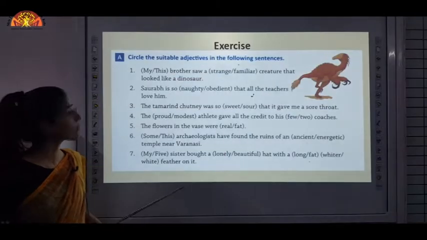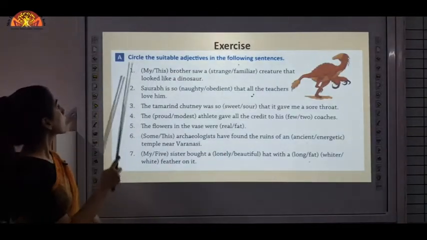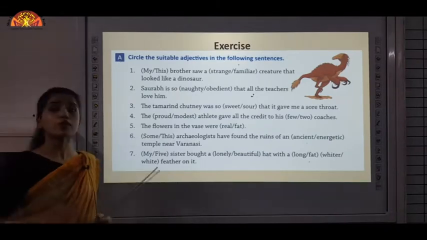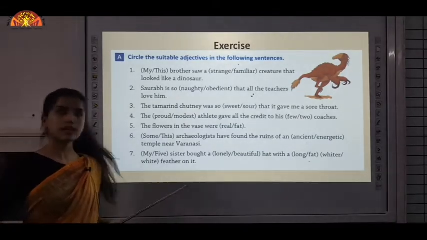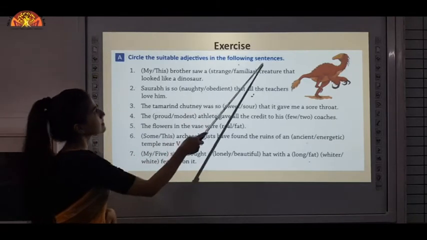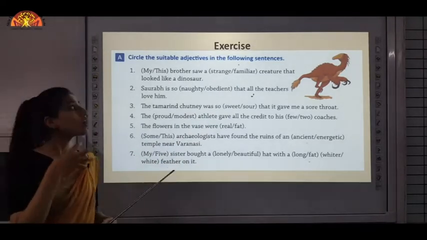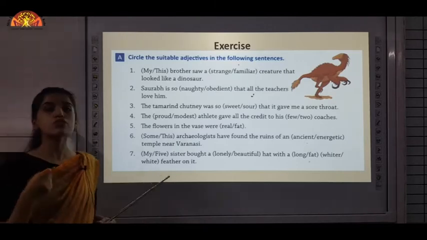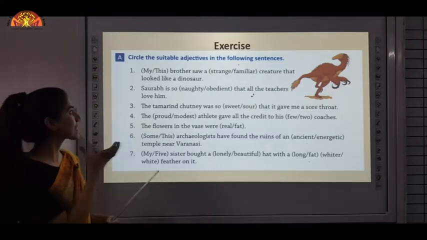Now let's look at the first exercise, that is question number A. You can see it on your page number 24 itself only. Circle the suitable adjectives in the following sentences. You have to select the suitable adjective from the brackets given.